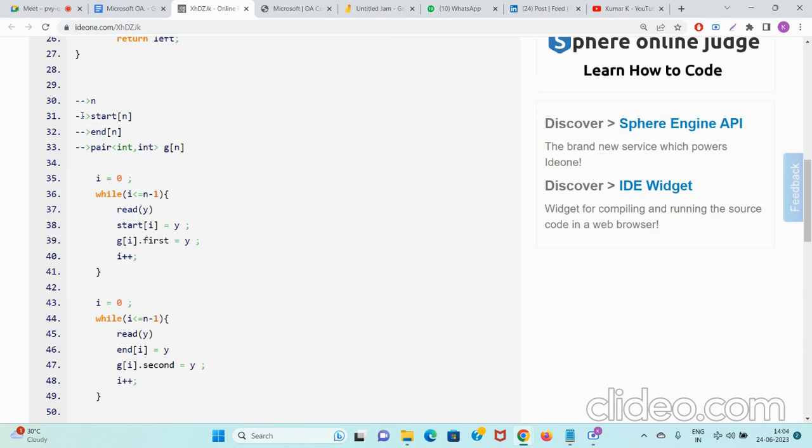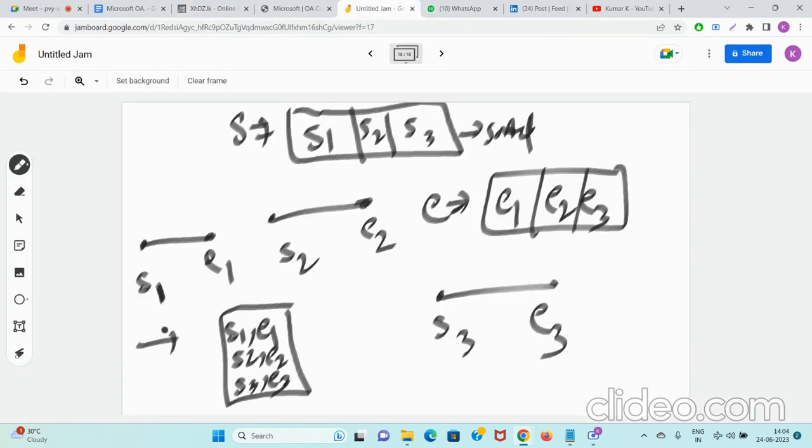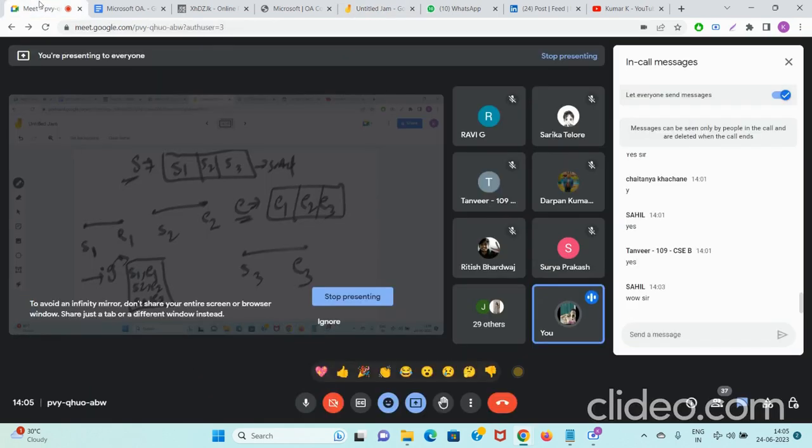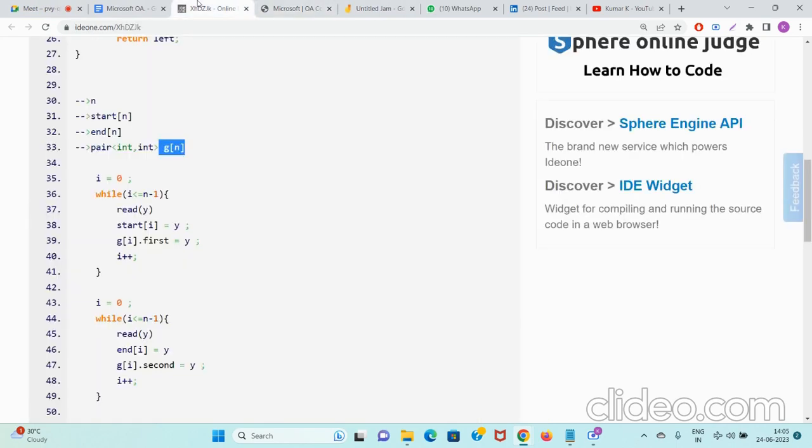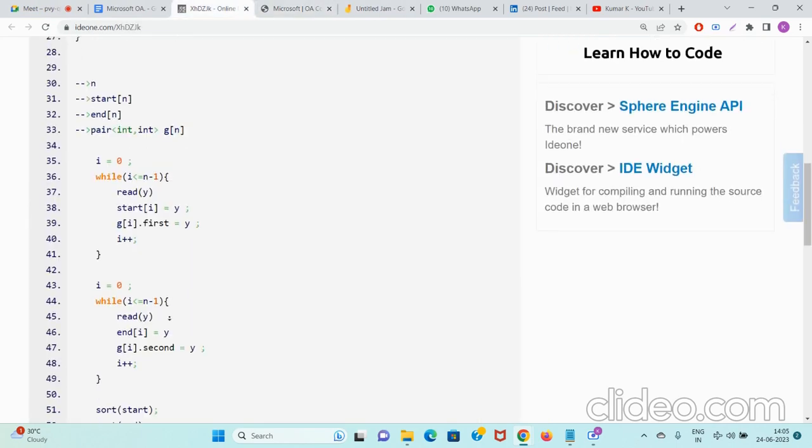So the start array is clear, this end array is clear, and this G is also clear. See, the start array clear, end array clear, and this G is storing the array of pairs. Okay. Now guys, let's focus, everyone. So this is done. This is done.